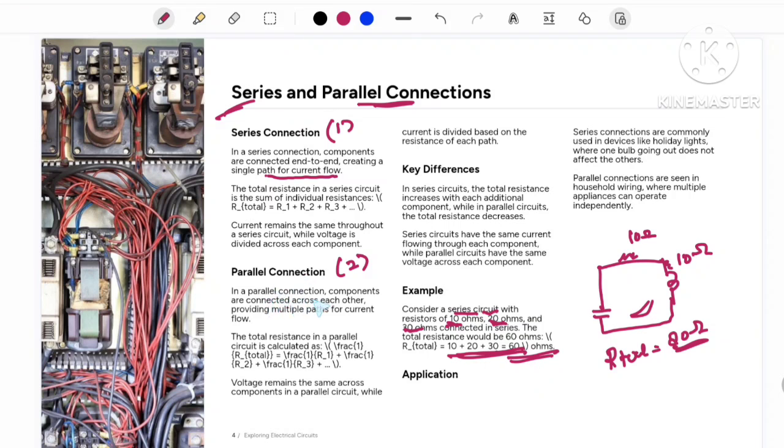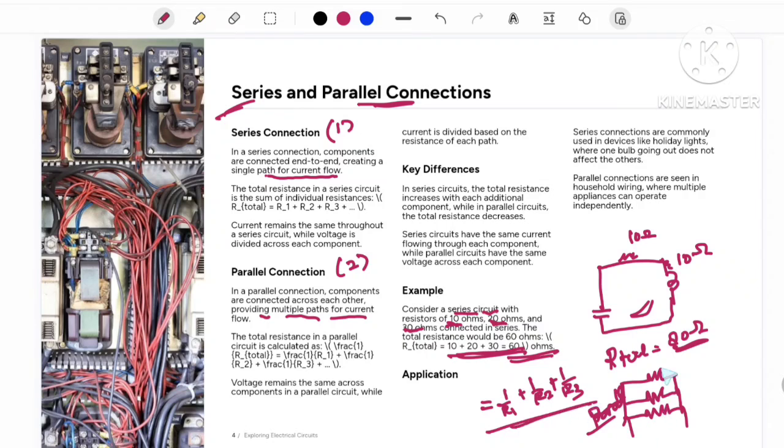In a parallel connection, components are connected across each other, providing multiple paths for current flow. For example, here one resistor is connected, here one resistor is connected, here one resistor is connected. It is called a parallel connection, right? In a parallel circuit, the total resistance value is what? 1 by R1 plus 1 by R2 plus 1 by R3. You add all the values, and you get the total resistance value, right?